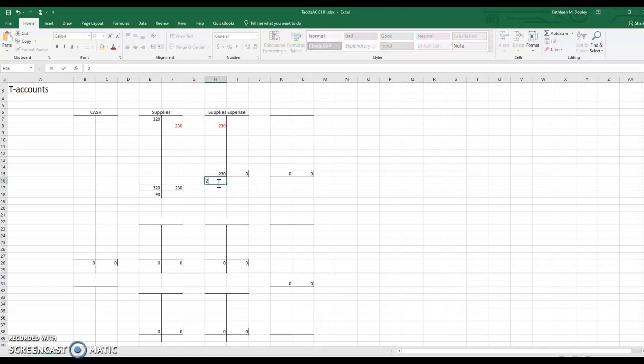And so for the supplies we used, we used 230, so we took it out of the asset because we no longer own it, and we put it into supplies expense, and every expense is when we use stuff. So that's what we want to do. We've now analyzed it. Now we need to put it into a journal entry. So we know that we want to debit supplies expense, credit supplies.